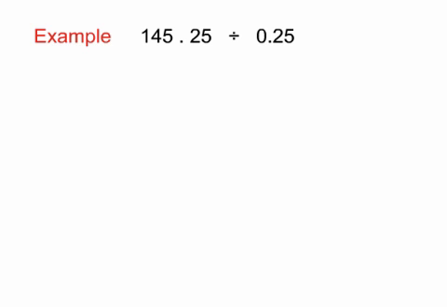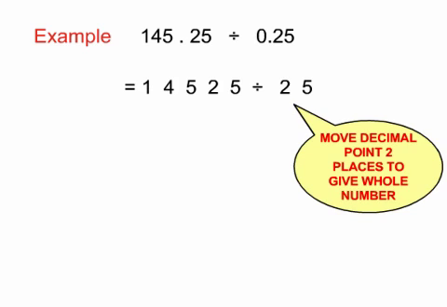Now let's extend this decimal division to a slightly harder problem. 145.25 divided by 0.25. Again, notice the problem. The problem is 0.25 is not a whole number. So we first of all have to turn that into a whole number. So what we do is move the decimal point two places to the right, giving us 25.